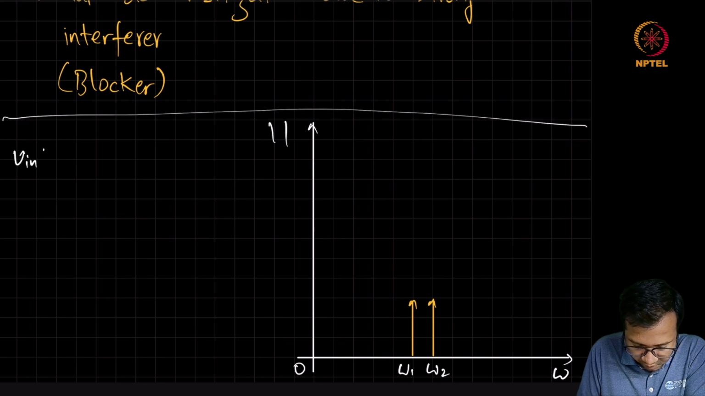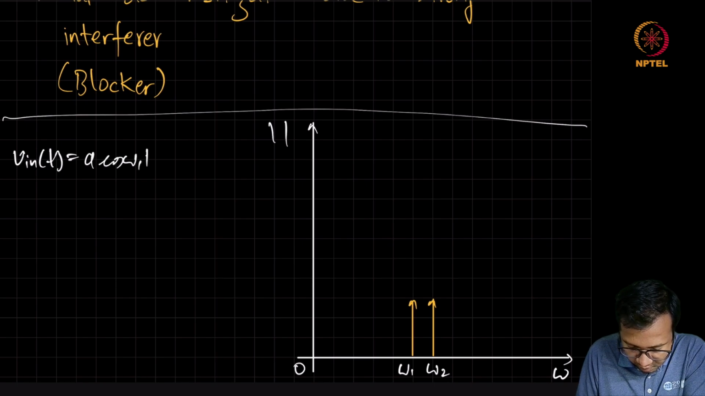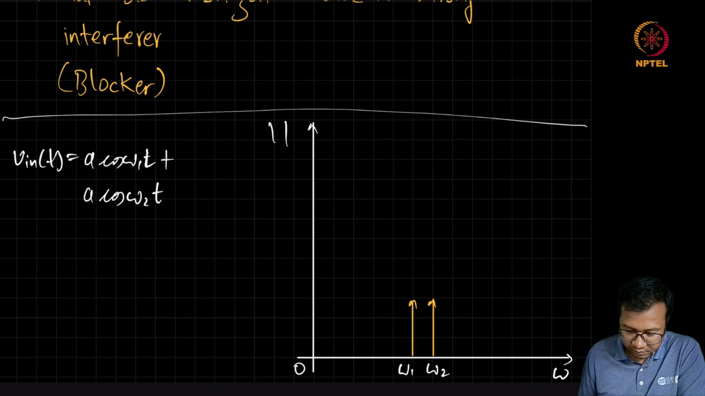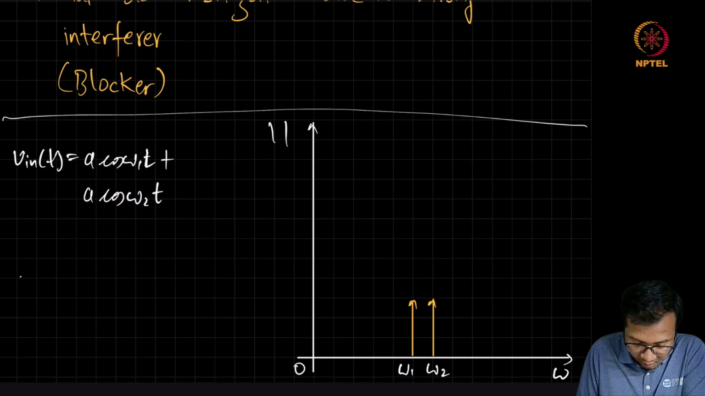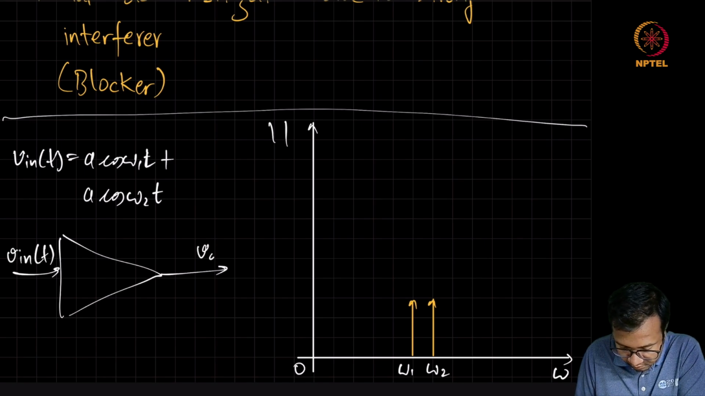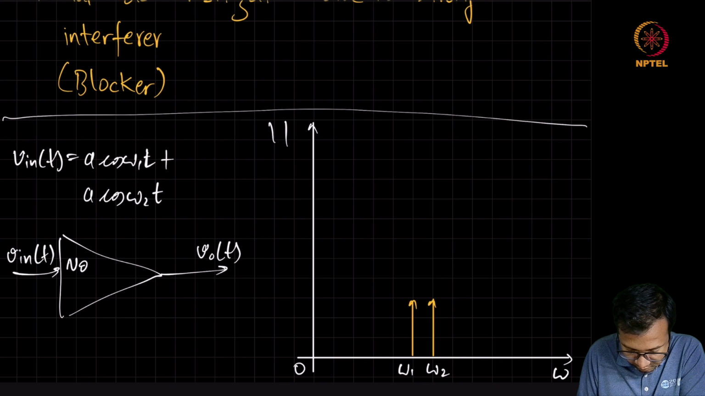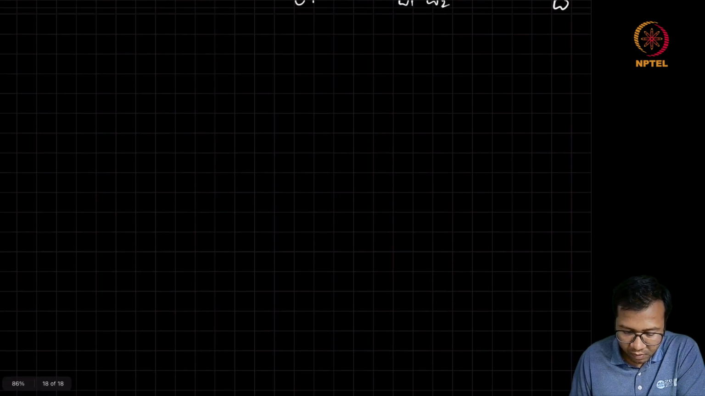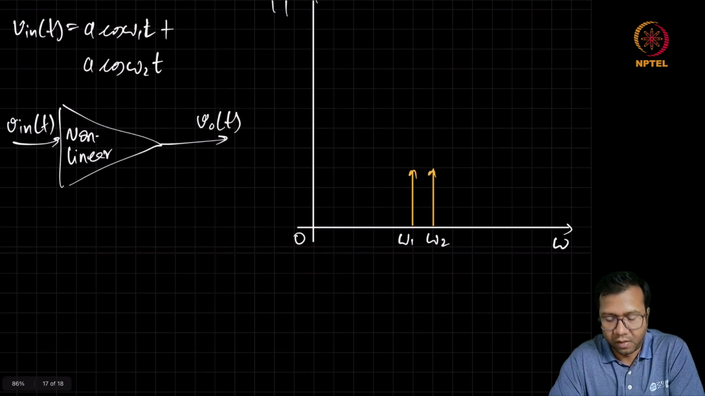This is the V in of t, a cos omega 1 t plus a cos omega 2 t. And now we are going to pass this signal through a nonlinear stage. Now we are assuming a nonlinearity till third order.